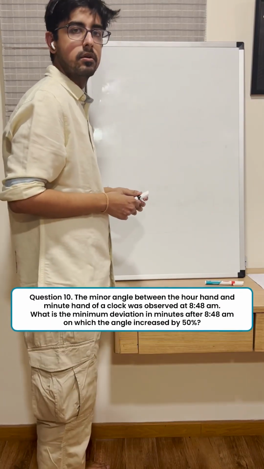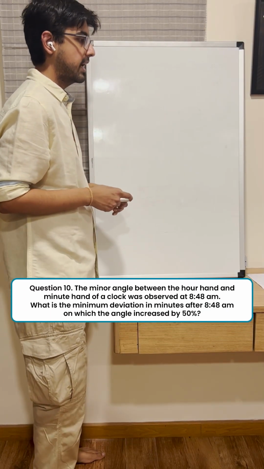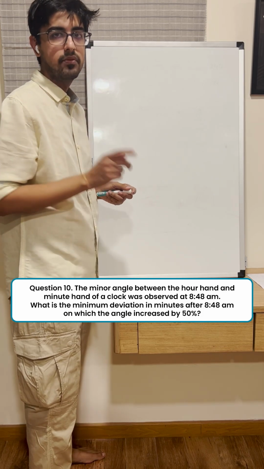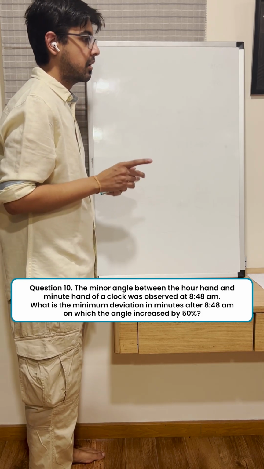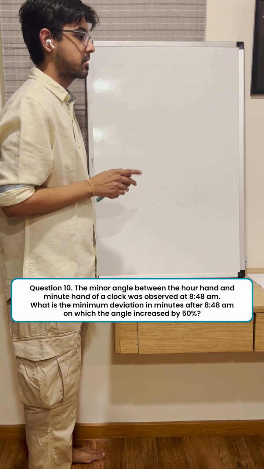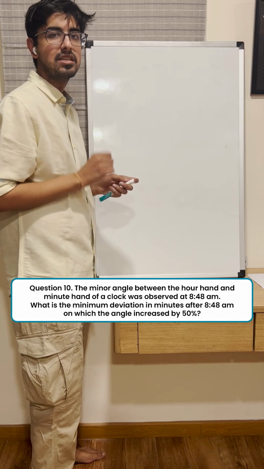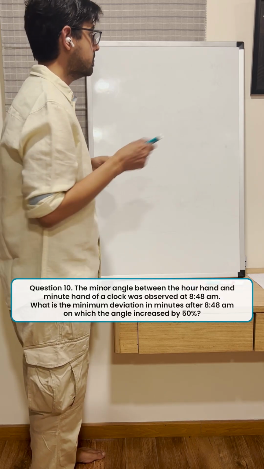Question number 10 reads as follows. The minor angle between hour hand and minutes hand of a clock was observed at 8:48 am. The minimum deviation in minutes after 8:48 am on which the angle increased by 50% is. Alright.